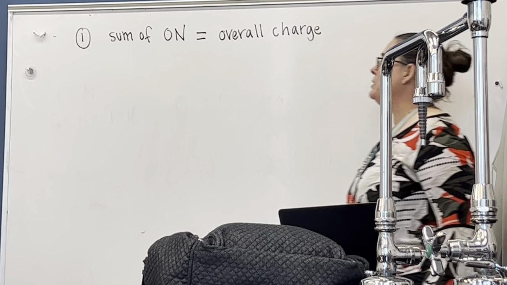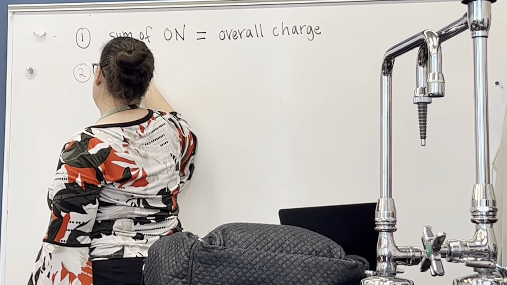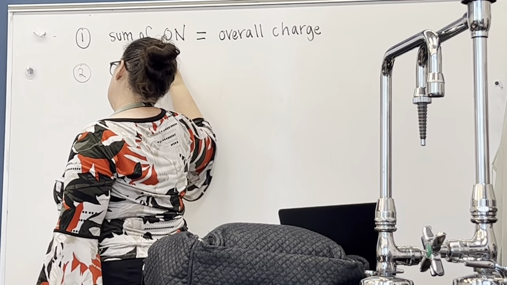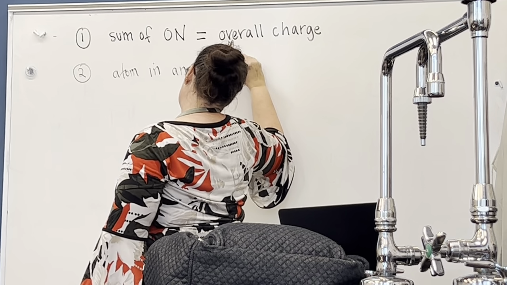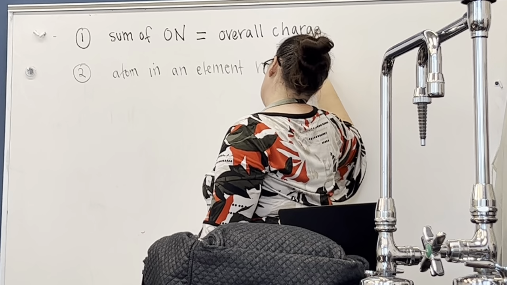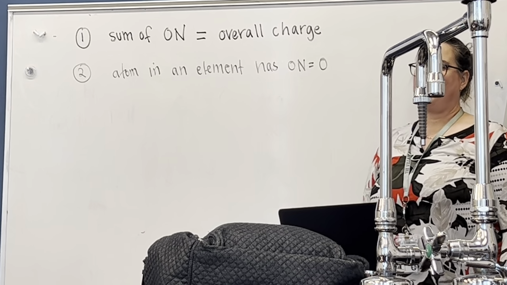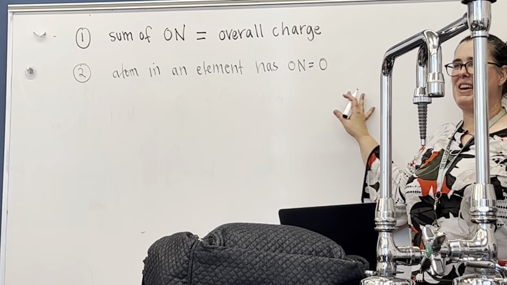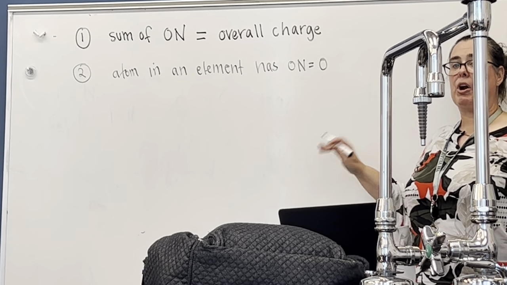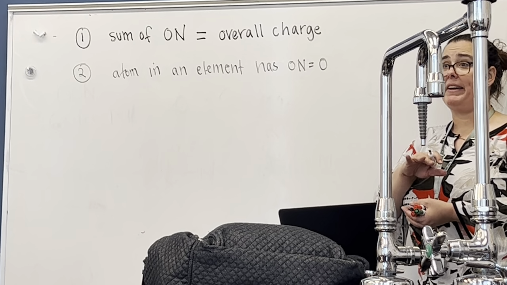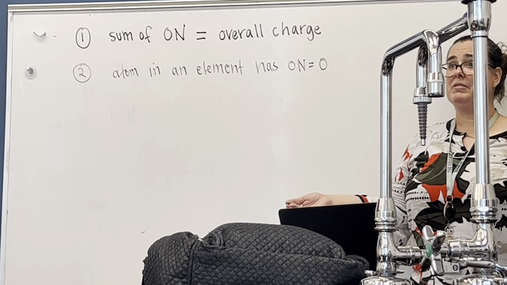My number 2 rule is going to be that an atom in an element has an oxidation number of 0. What I'm trying to say, and I think I have said very poorly, is that if Audrey says, what is the oxidation number of iron in a block of iron, I'm going to say, oh, that's an atom of iron in the element iron. It is 0.